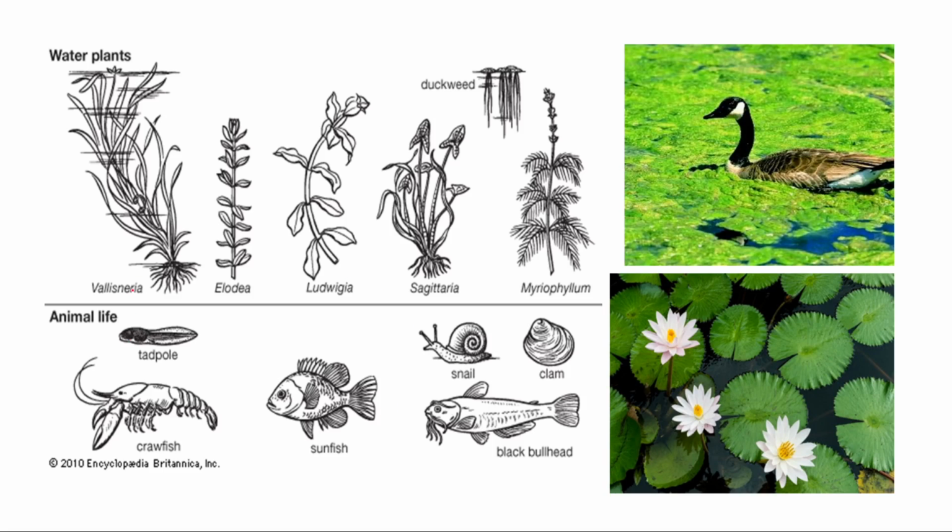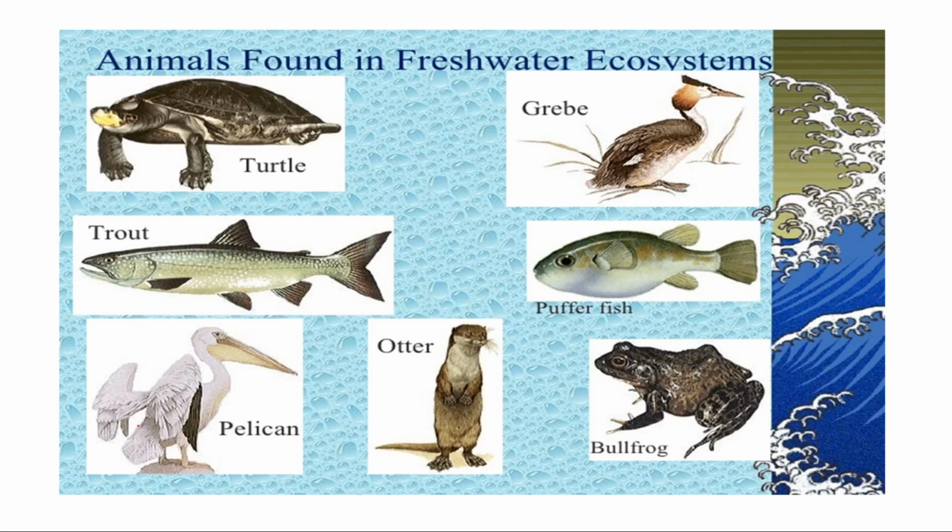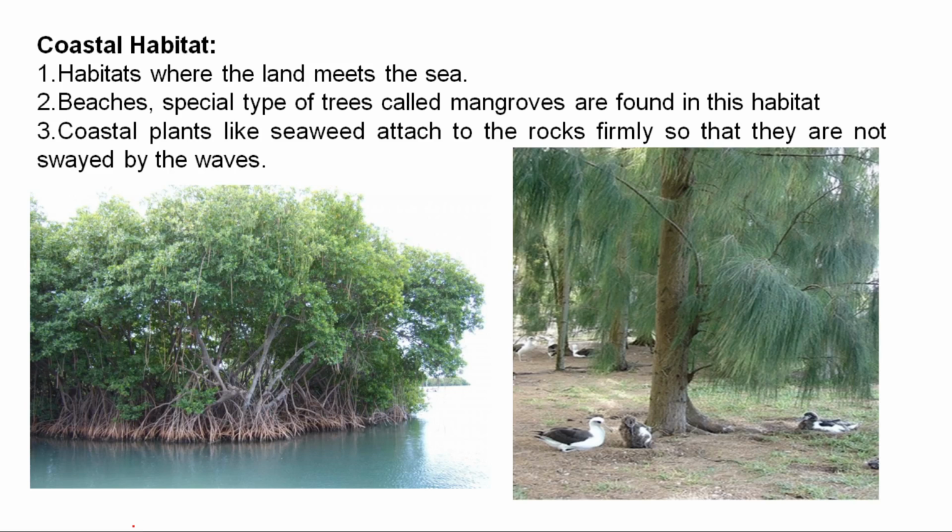Look here, some water plants. Some are floating, like lily and duckweed, and some are submerged, like Vallisneria. And some animals are found in fresh water. These are some animals: turtle, trout, grape, pufferfish, otter, pelican, bullfrog. All these are found in fresh water.